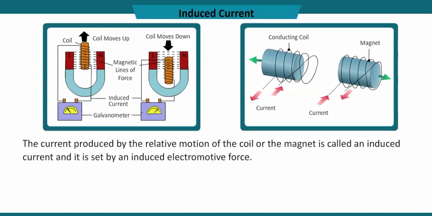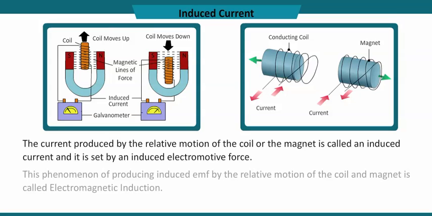The current produced by the relative motion of the coil or the magnet is called an induced current, and it is set by an induced electromotive force. This phenomenon of producing induced electromotive force by the relative motion of the coil and magnet is called electromagnetic induction.